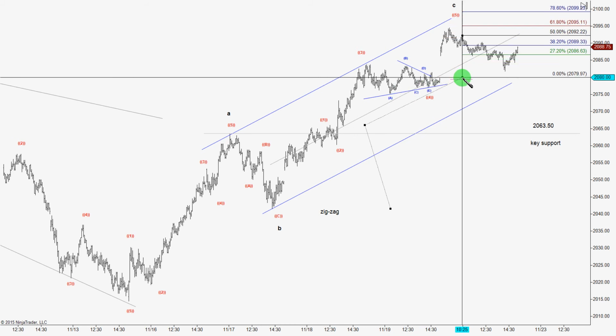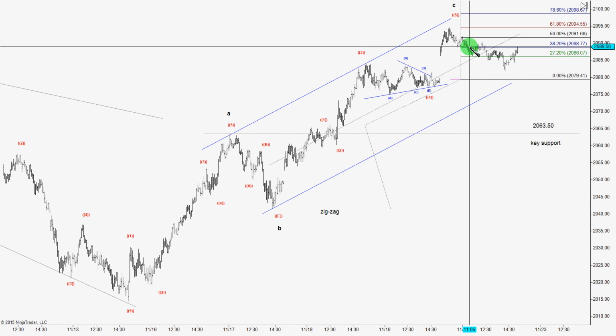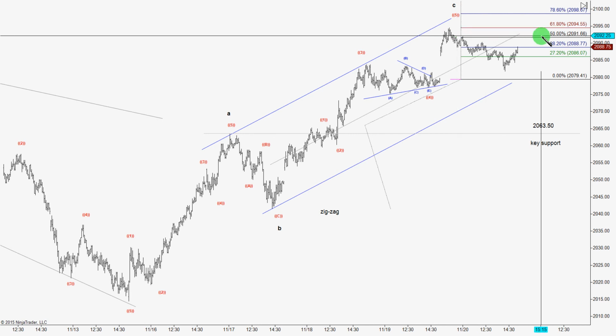Place our extension right there. Fifth waves, 75% of the time, at least, or 85% of the time, are 61.8% of the one wave. And as you can see here, the high of the day was 2094.50, and that's exactly what the 61.8% number is, 2094.50.